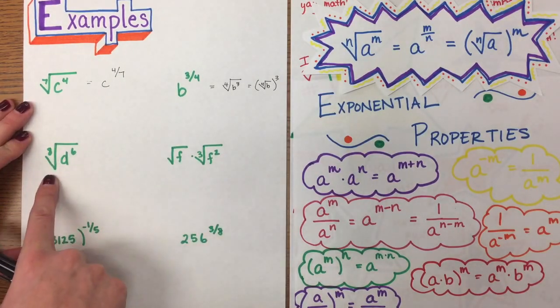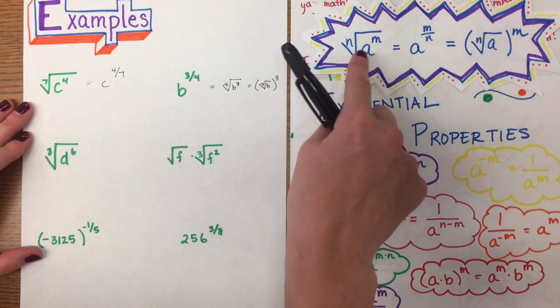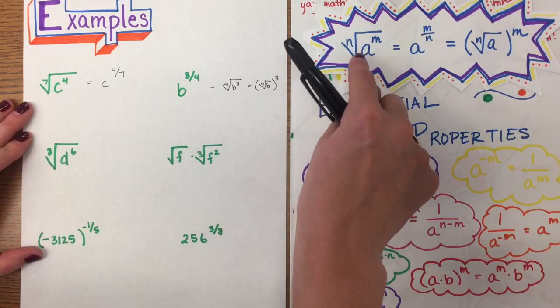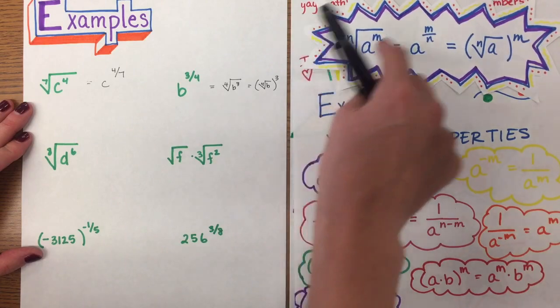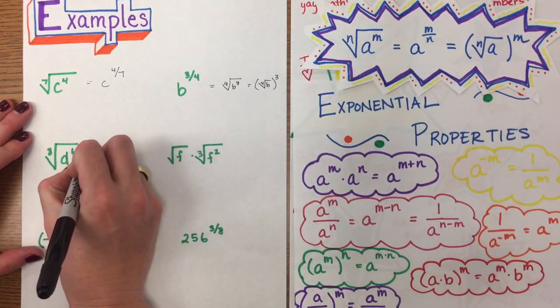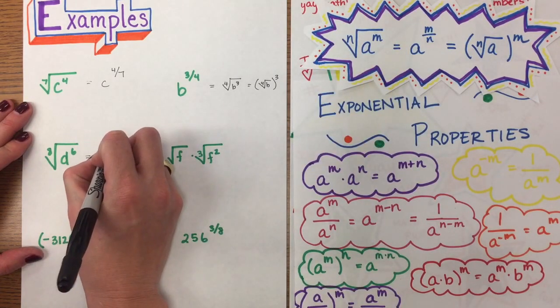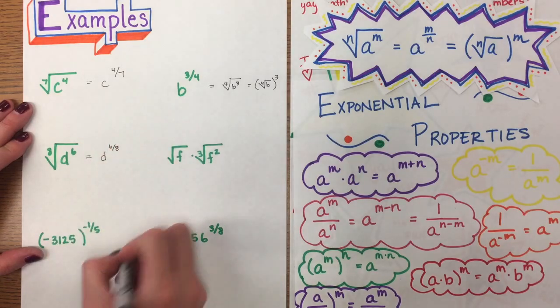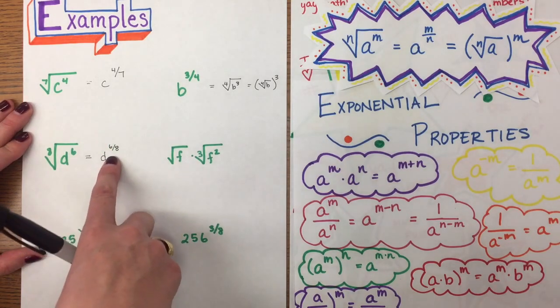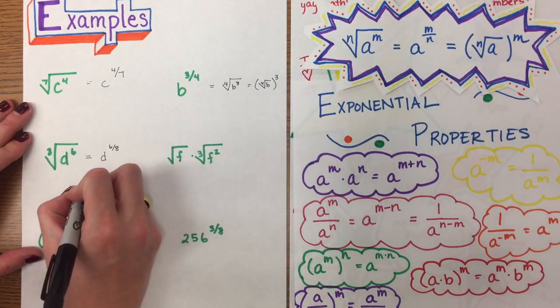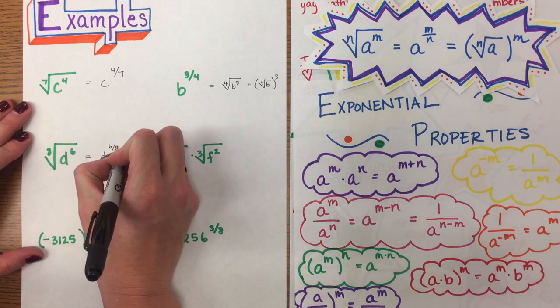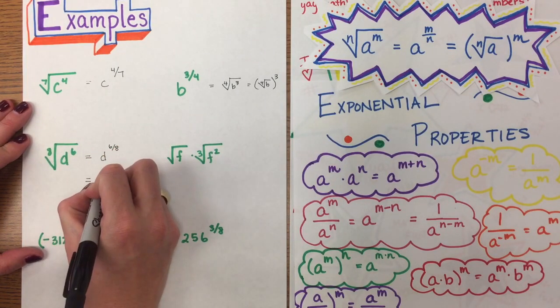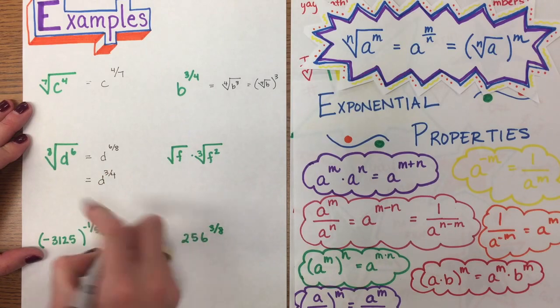The way I'm going to go about doing this is I'm first going to use my definition to go from a radical to a rational exponent. So that means that this is going to become d to the 6 over 8. Well, the fraction 6 over 8 is not in simplified form. So I can simplify 6 over 8 as d to the 3 over 4.